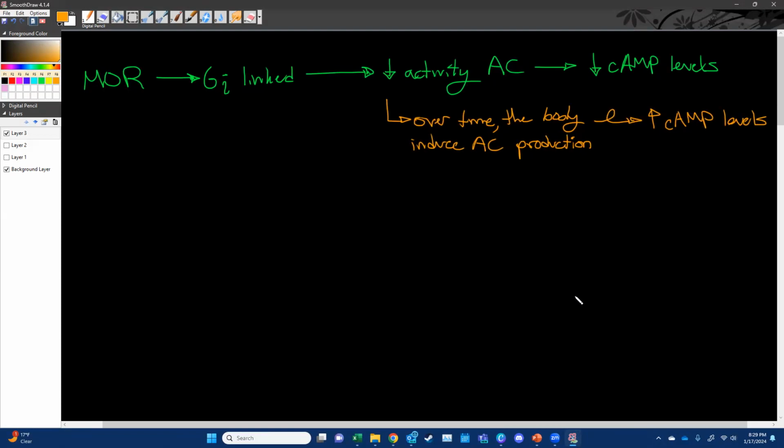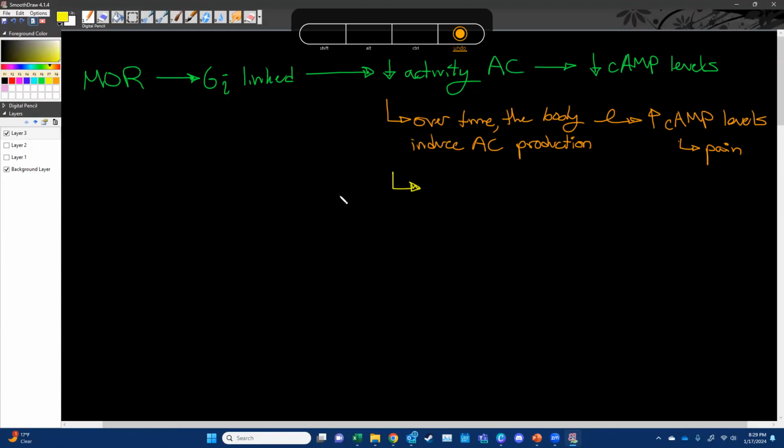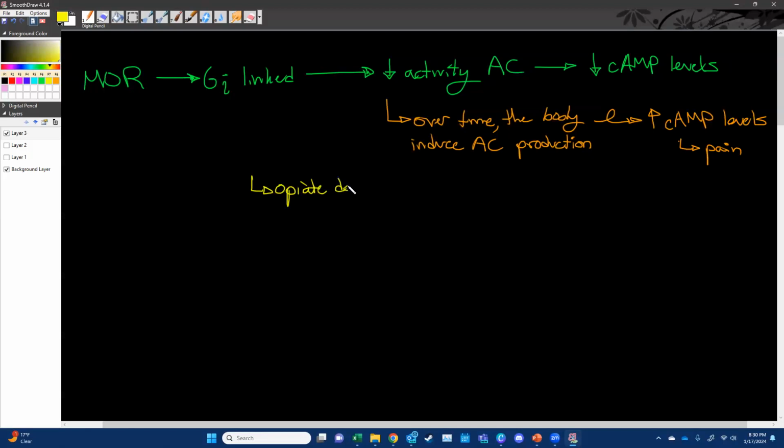Well, we don't want that to happen, right? Because if there's a rise in cAMP levels, then we're going to have pain. So what we end up doing is increasing our opiate dose, which is going to decrease the activity of adenylate cyclase, which is going to lead to a decrease in cAMP levels.